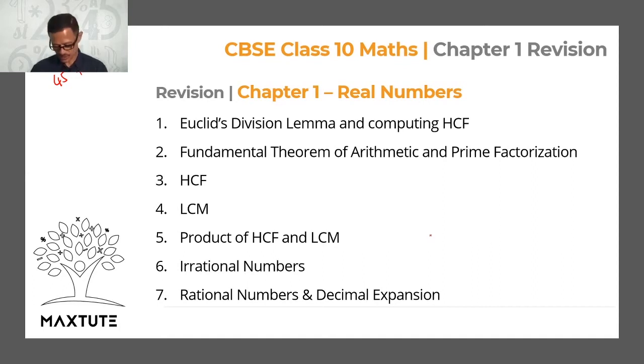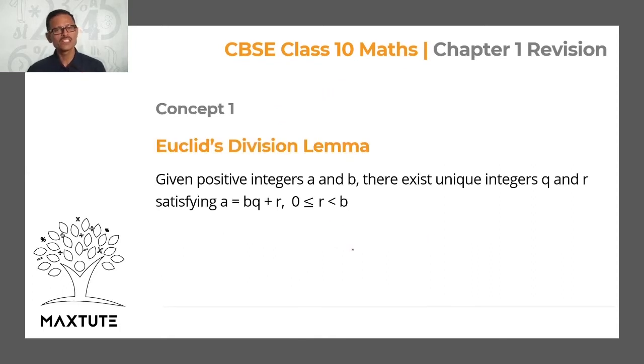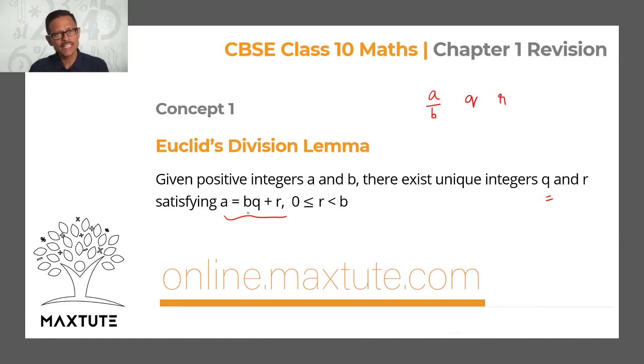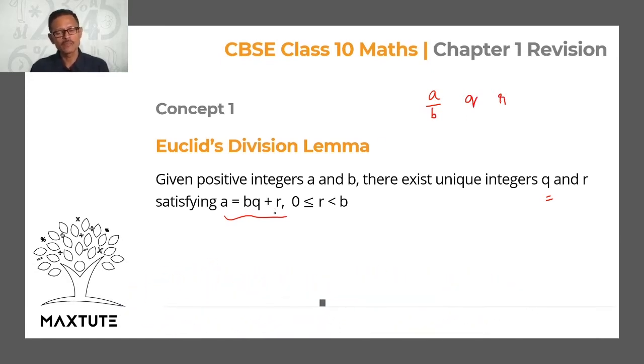Let's get started. Let's start with the first concept. This is Euclid's division lemma. The concept goes this way. Given positive integers a and b, there exist unique integers q and r satisfying this condition: a equals bq plus r. Essentially, we take an a divided by a b, we get a quotient which is equal to q and a remainder which is equal to r. So a can be expressed as b times q, divisor into quotient, plus the remainder.